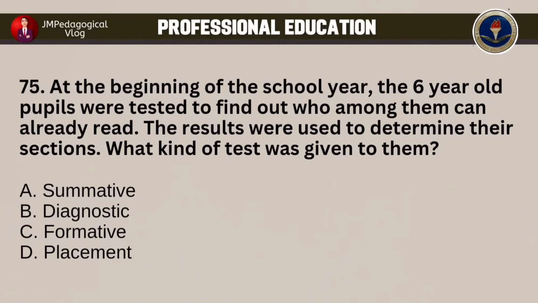75. At the beginning of the school year, the 6-year-old pupils were tested to find out who among them can already read. The results were used to determine their sections. What kind of test was given to them? A. Summative. B. Diagnostic. C. Formative. D. Placement. D. Placement.